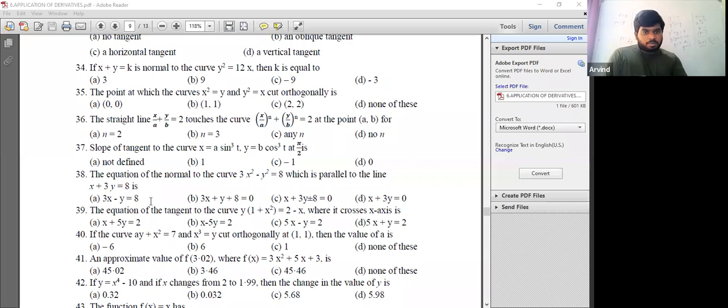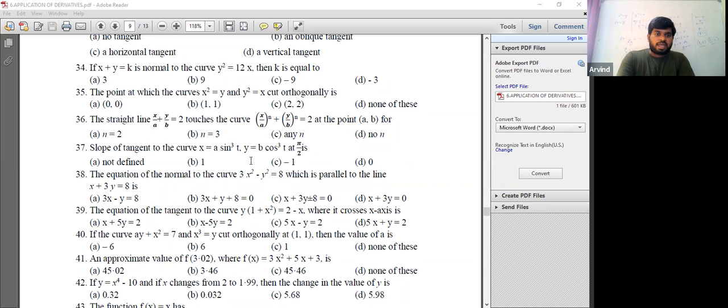So in the options, -1 is not there, 0, 0 is there, 1, 1 is there, 2, 2 is there, and none of this. So we have to choose the option 0, 0 since 1, -1 is not there. So that will be the correct one, 0, 0.